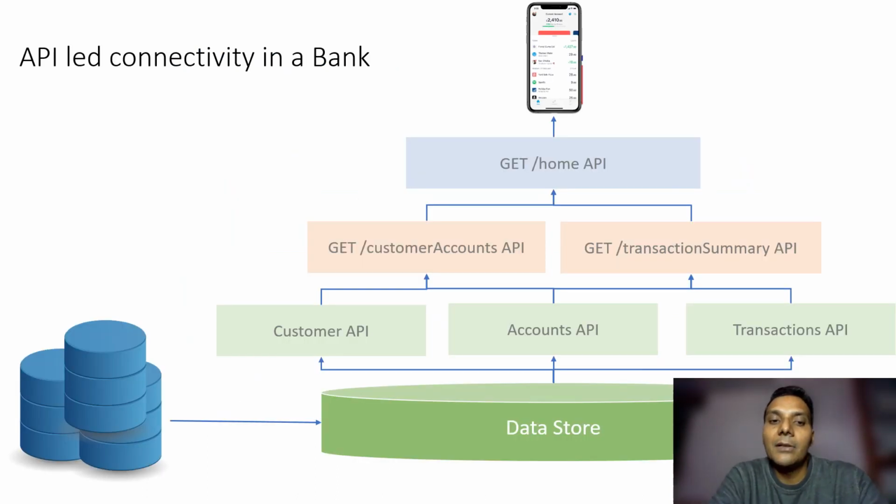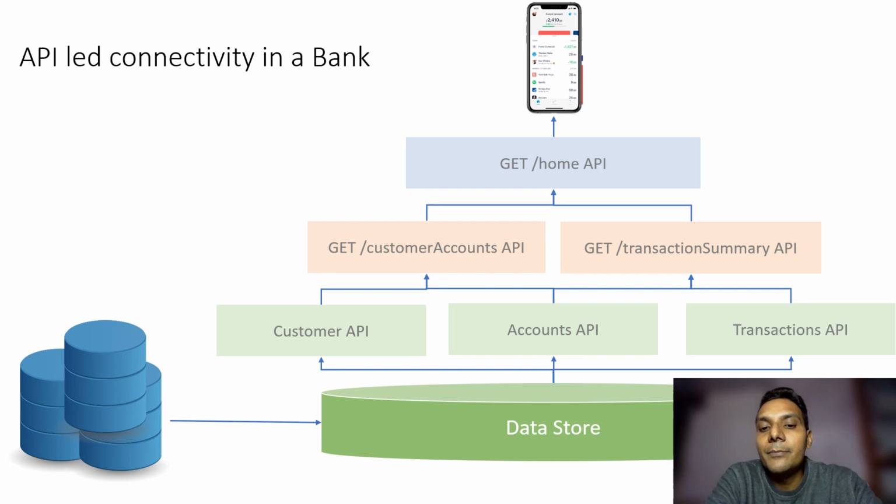This is an example of three layers of API in a bank. So we have a data store. Assume it's a big data store with multiple schemas like customer, accounts, transactions. And we write three system APIs. Now, these system APIs just perform CRUD operations, customer API over customer data store, similarly accounts and transactions APIs on accounts and transactions data store, respectively.